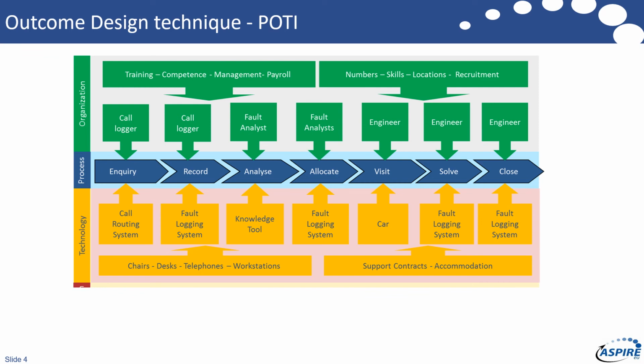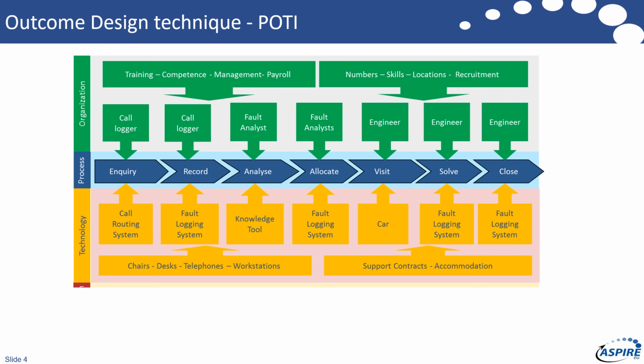They're going to need a car to get there, or a van or something. And then they fix it. They're going to need a bunch of tools to do that. But they still need the fault logging system, which is at the core of the technology support, the process. You've got other technology that's supporting the fix. Okay, and then of course behind that you've got more tools and technology. You've got desks, phones, workstations, all that. And also we've got support contracts, and they need to be accommodated as well.